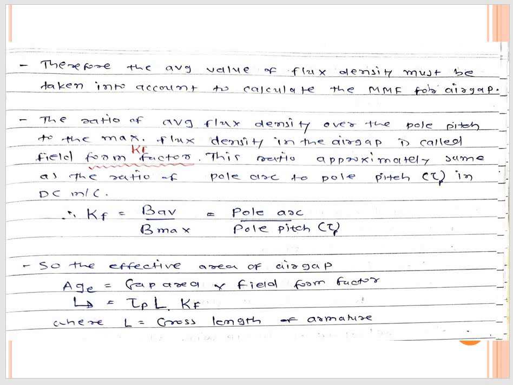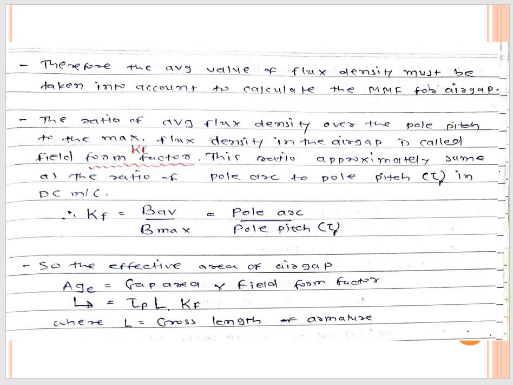This ratio is approximately the same as the ratio of pole arc to pole pitch, and pole pitch is denoted by tau p in DC machine. So we can say that field form factor is given by pole arc to the pole pitch, or another definition is average flux density divided by maximum flux density, or B average divided by B max. So this is the definition of the field form factor.